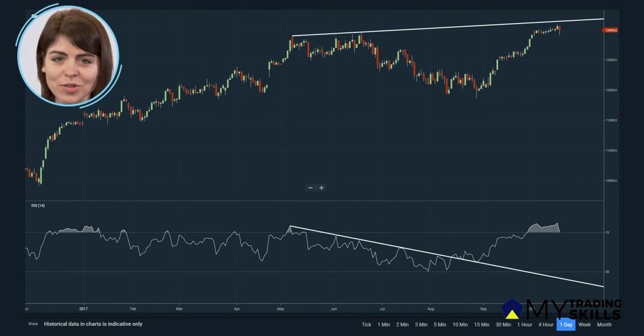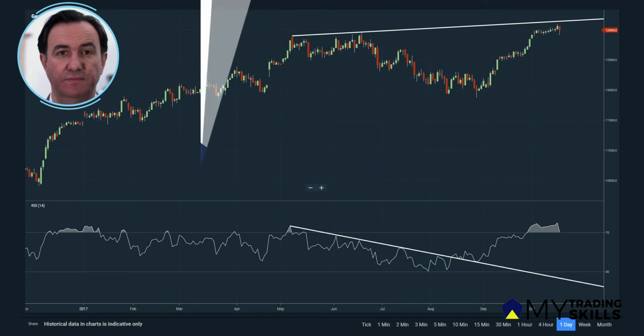Got it. Thanks for explaining. Is the same true when the price forms new lows but the RSI doesn't reciprocate? Are the bears running out of steam? Precisely. That's a bullish sign.